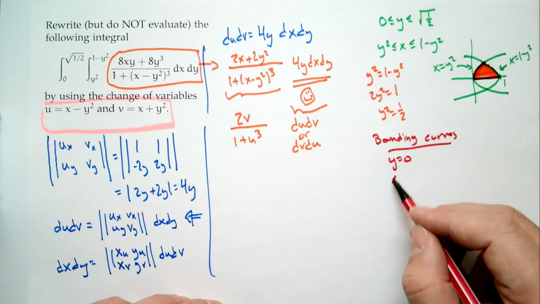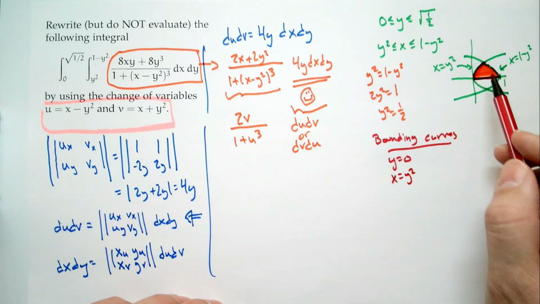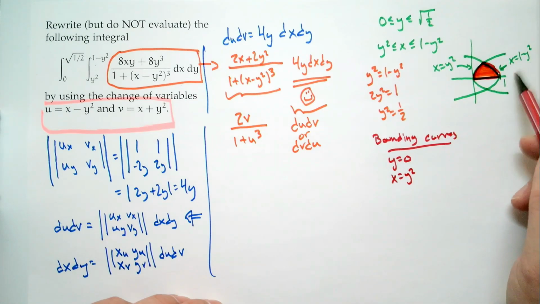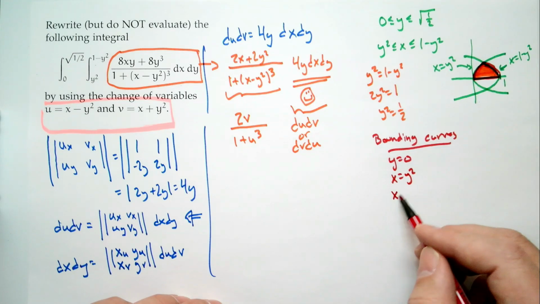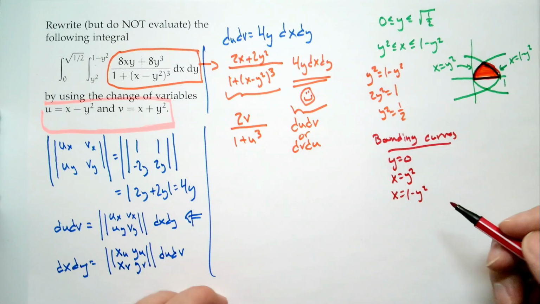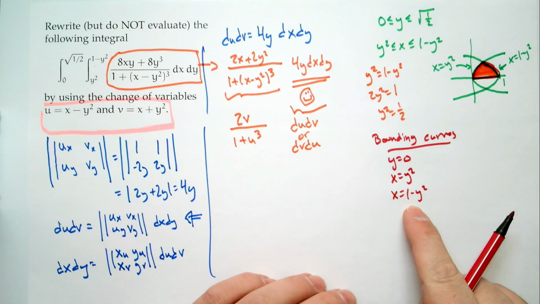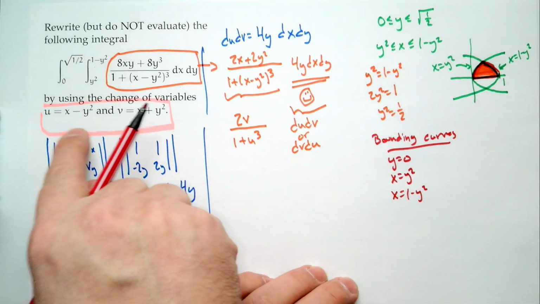Yeah, it's x equals y squared, right. How about this one on the right? Right, it's x equals 1 minus y squared. Now, what you want to do is take these bounding curves and ask what these curves are becoming in terms of u and v. So let's maybe start with this last one. What can I do to make it look like something involving u and v?